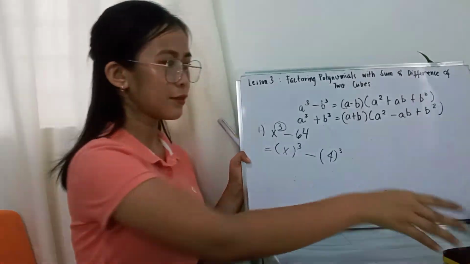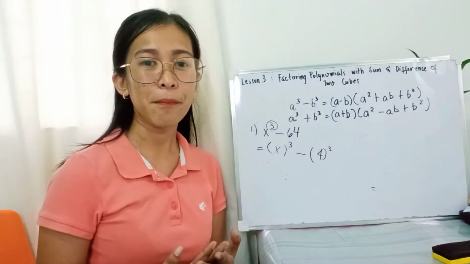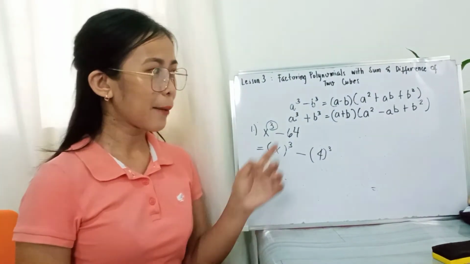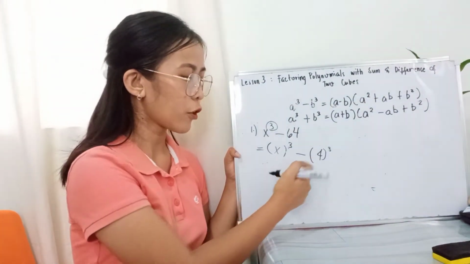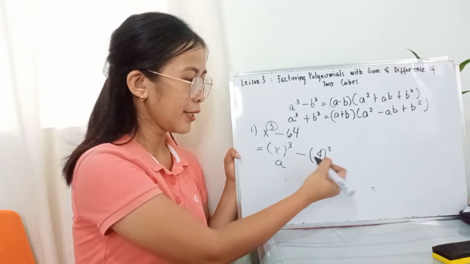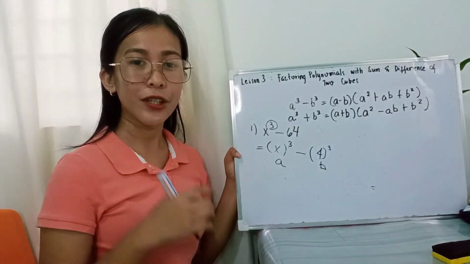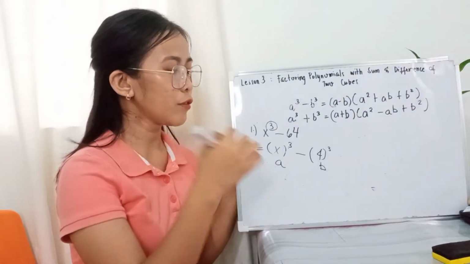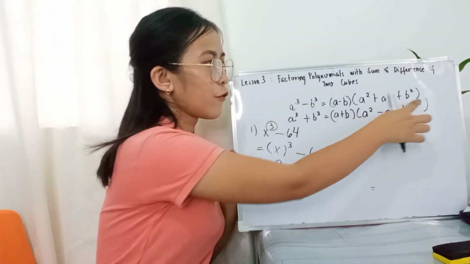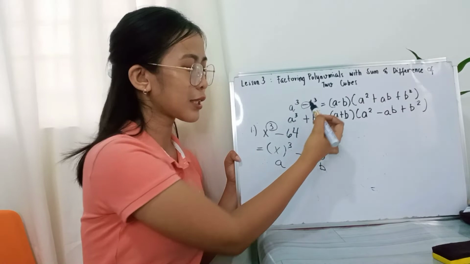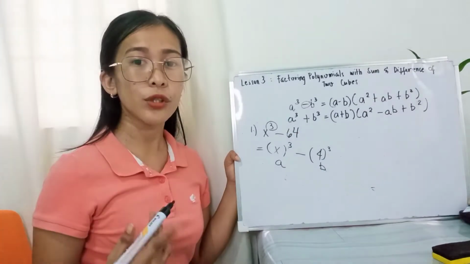Erase ko lang. And then, for the next step, madali lang din ito. Kokopyahin lang natin ito, and itong x tsaka 4, sila lang yung magiging a tsaka b. Palagi ninyo yung tatandaan, okay? So, what we are going to do is to just substitute a and b to this form, kasi nandito tayo sa difference of two cubes, right?